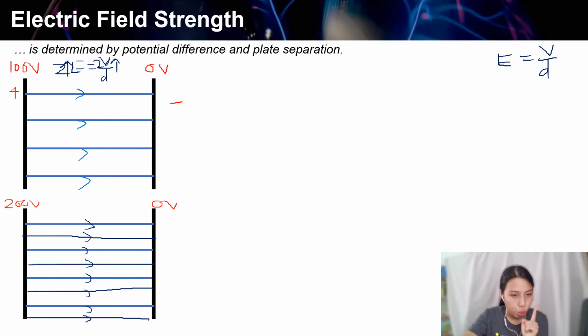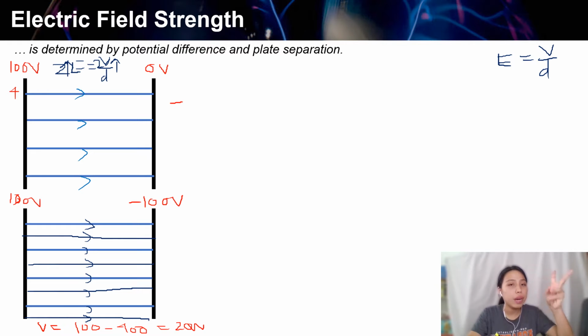Okay. Also, if I change this to 100 volts, and then this one I put negative 100 volts. Wow. Still the same, because here the potential difference is actually 200, because 100 minus negative 100. If you want to think of it that way, it's 200 volts. So remember, our difference is left plate, right plate. What's the difference between both? Okay, that's one thing. Potential difference and plate separation.